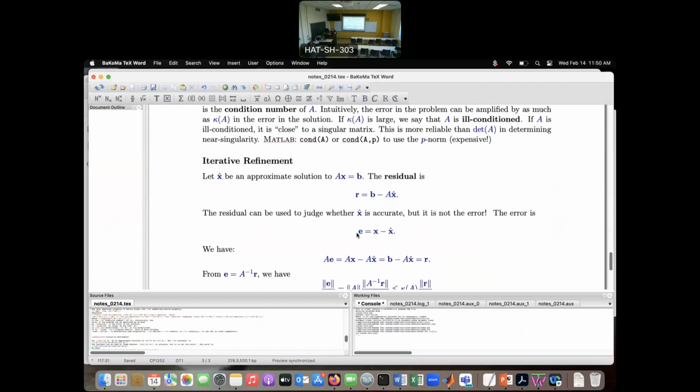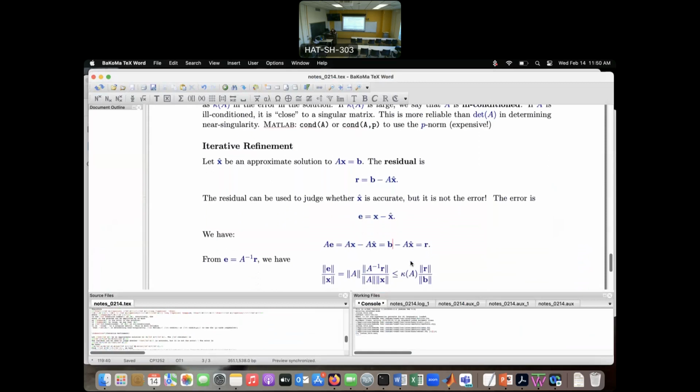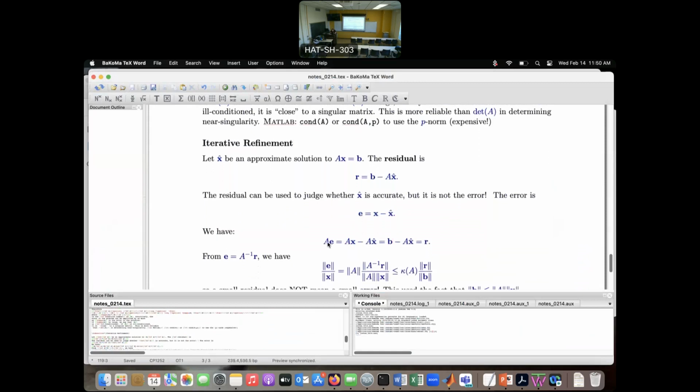So if I take the error and multiply it by A, then I get A times x minus A x hat. But Ax is the exact solution, so Ax is equal to b. So I end up getting b minus A x hat, but that's the residual. In other words, A times the error equals the residual. So you might think, oh, if the residual is small, surely the error is small. Well, that's not entirely true. You have to take the condition number into account.